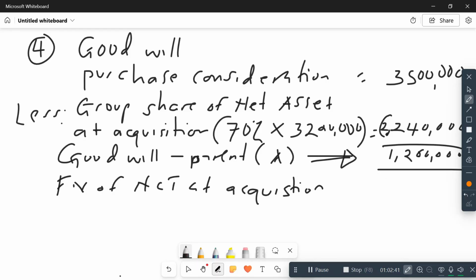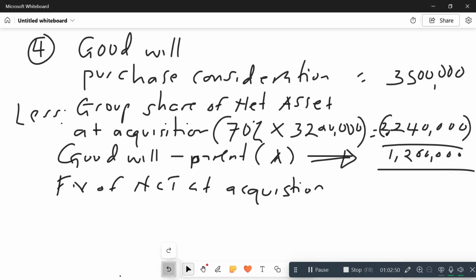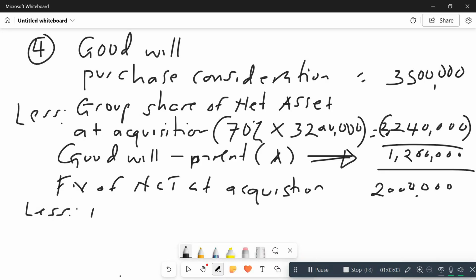2 million here. Still, we are going to subtract NCI's share of net asset at acquisition.